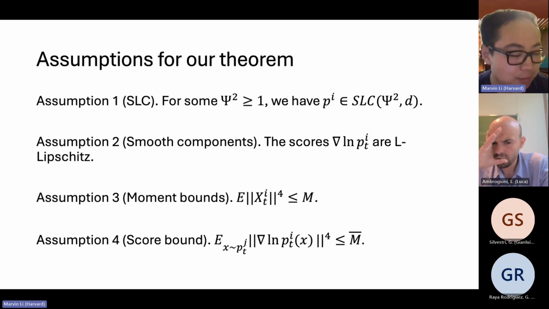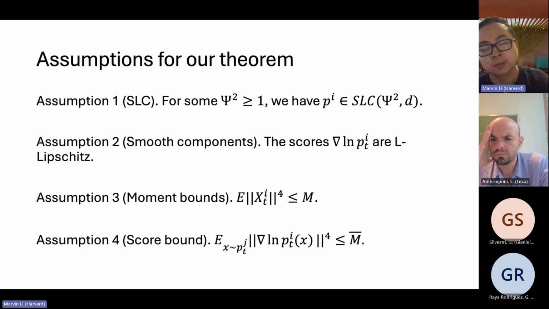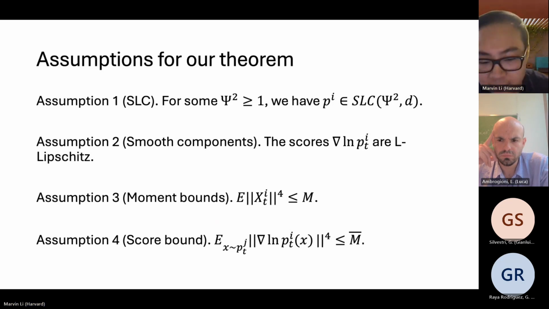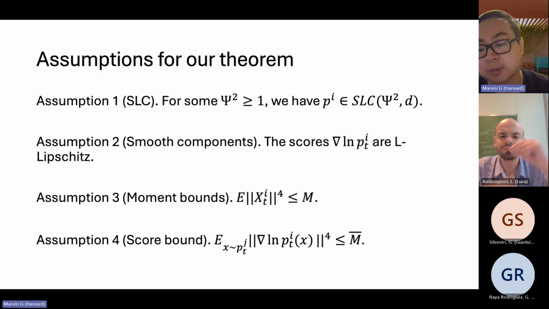That's our assumption three. This is stronger than the second moment bounds in other theory of diffusion papers, but still, I think, pretty reasonable for real data. And in terms of the score bound, let's say we take a distribution from one component of the score and we compute this. We take samples x from component j of p, and then you compute the score at i. We want that to be bounded. So this is kind of a new assumption.